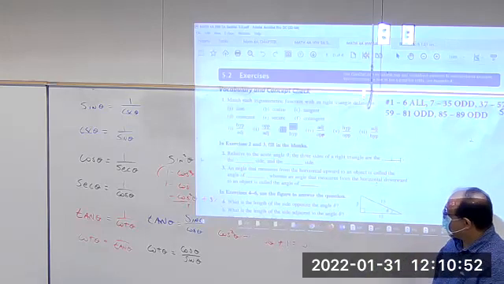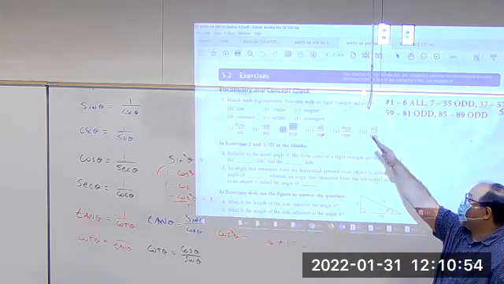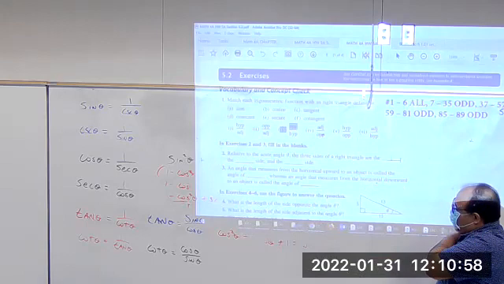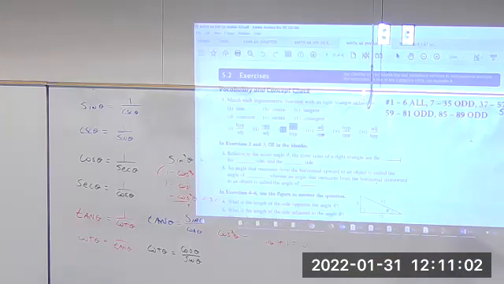An angle that measures from the horizontal up is the angle of elevation. And looking down, the angle of depression.